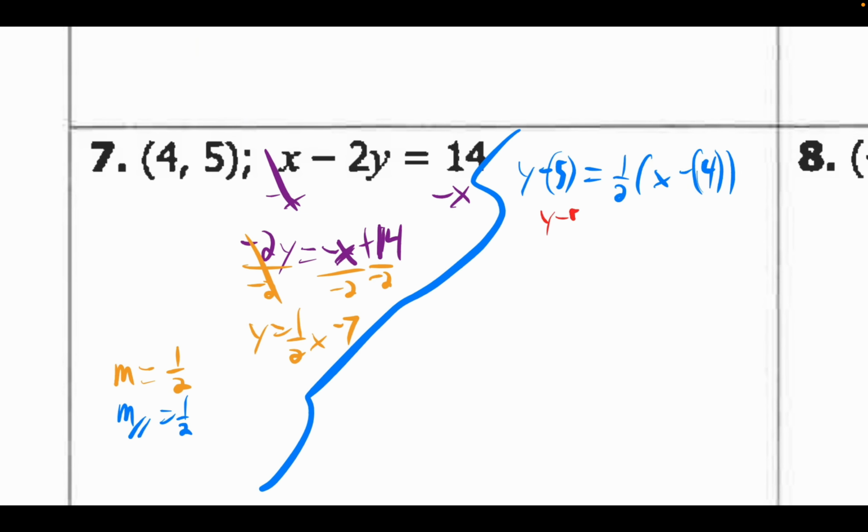And so that's y minus 5 equals 1/2 x minus 2 as I distribute the 1/2. I add 5 to both sides, and I get y equals 1/2 x plus 3.